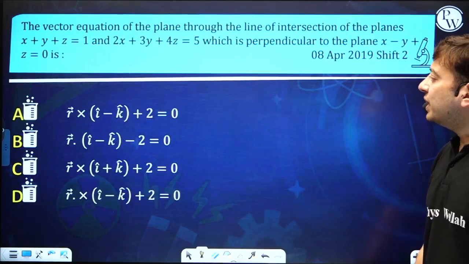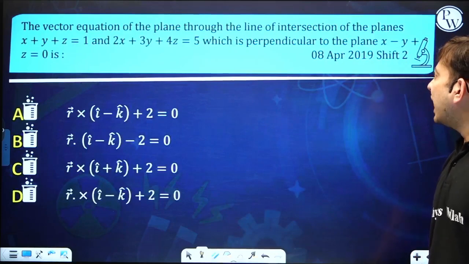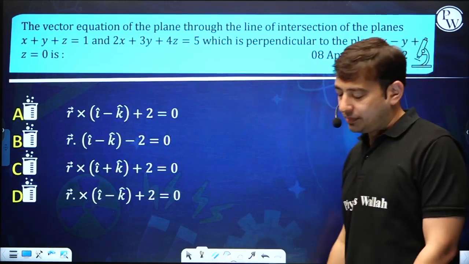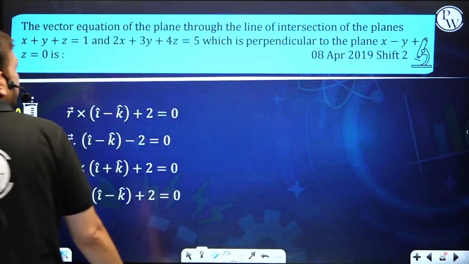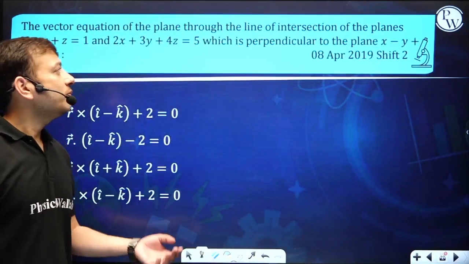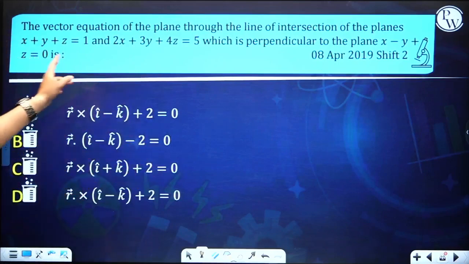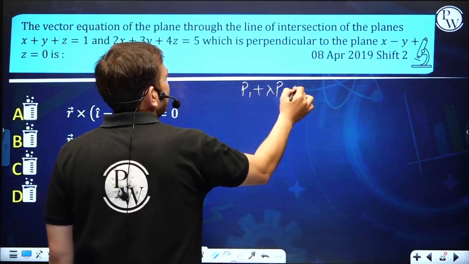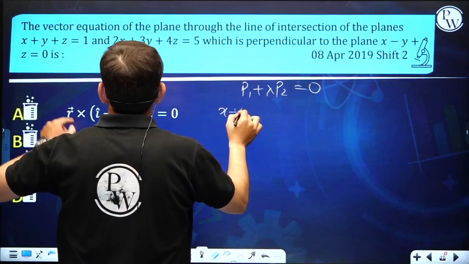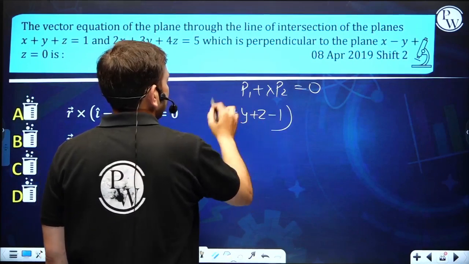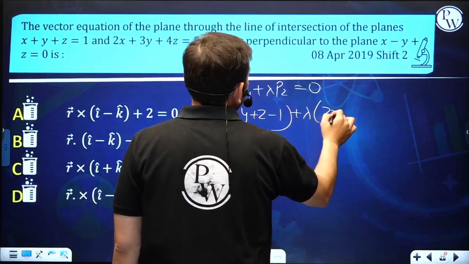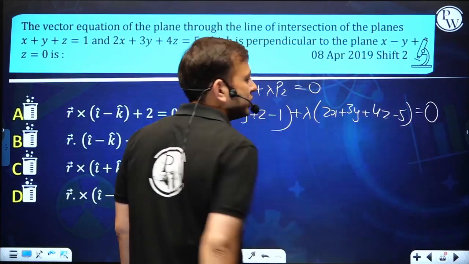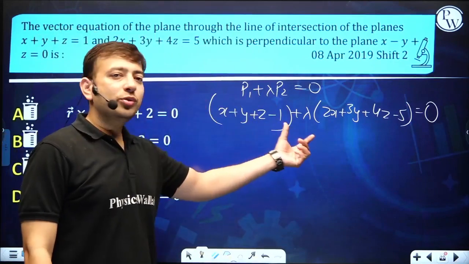Next, the vector equation of the plane through the line of intersection of the planes, this and this, which is perpendicular to the plane, this. Now, what are they trying to say? First of all, the plane through the line of intersection of the planes means we need to apply P1 plus lambda P2. So that will become x plus y plus z minus 1 plus lambda times (2x plus 3y plus 4z minus 5) equals 0. These are all the planes through the intersection of these two planes.